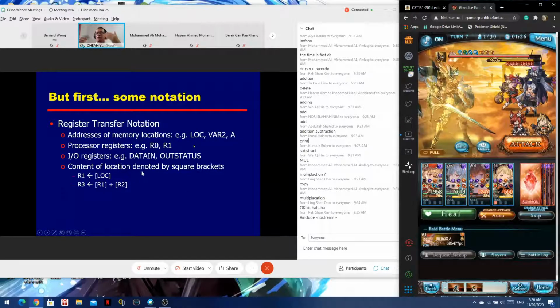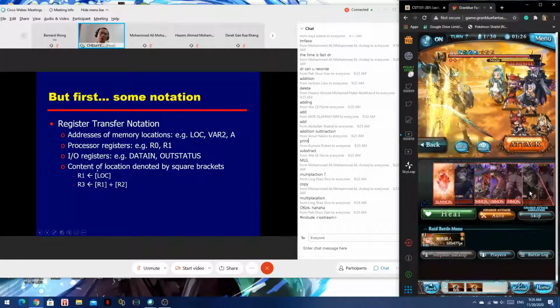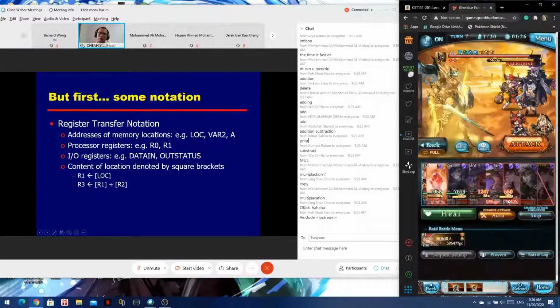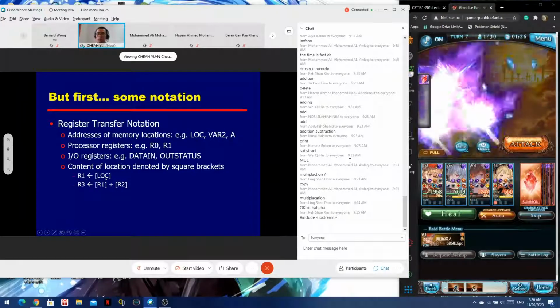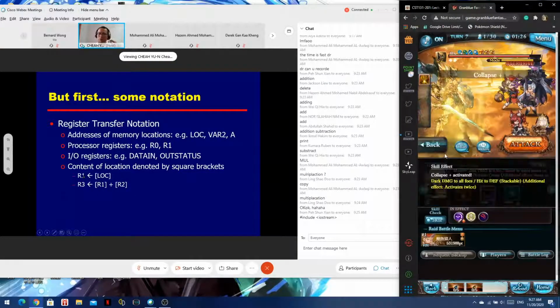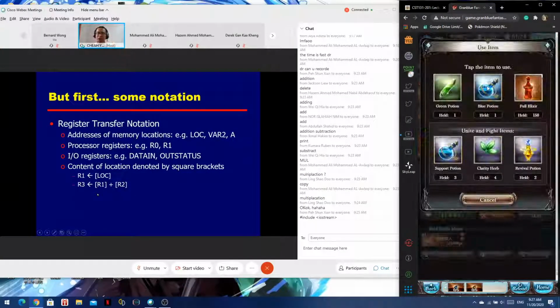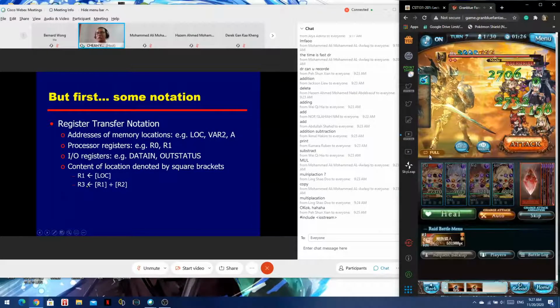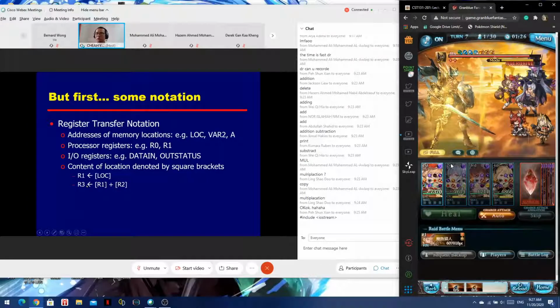And how do we write them in a statement? Let's say, for example, the content from memory location LOC you want to store into R1. You draw an arrow. Or if you want to do an addition, the content of R1 plus the content of R2 and put it into R3. That's how you do the notation.